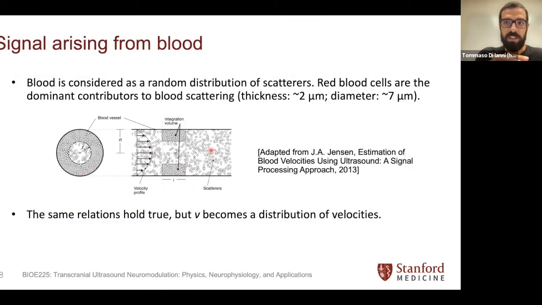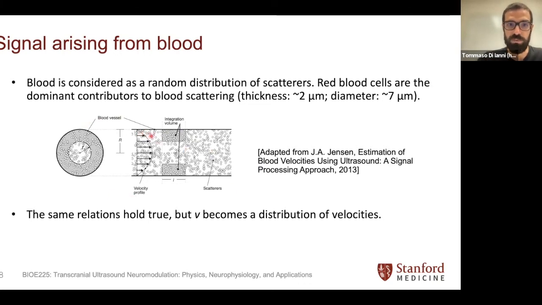Now, this was obviously a very simplified case with a single scatterer, which is not very useful in practice. The blood will obviously look much more complicated. We can consider it as a random distribution of scatterers. And the main contributor to blood scattering is red blood cells. They are disc-shaped cells with a thickness of approximately 2 micrometers and a diameter of 7 micrometers. And these will be randomly distributed in the blood vessel, as we can see down here schematically.